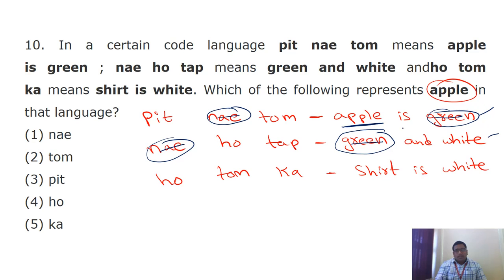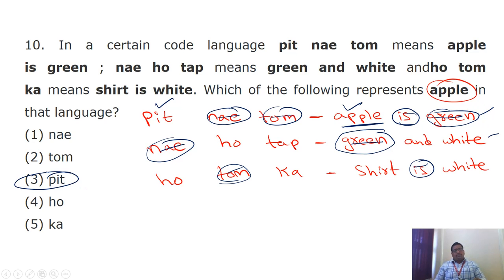Next, compare 1 and 3. If you see, HOT is common in both, and TOM is common in both. So is means TOM. So what is left? PIT. So the code word for apple is PIT. So where is PIT? So this is the answer. Clear? So this is for the day.